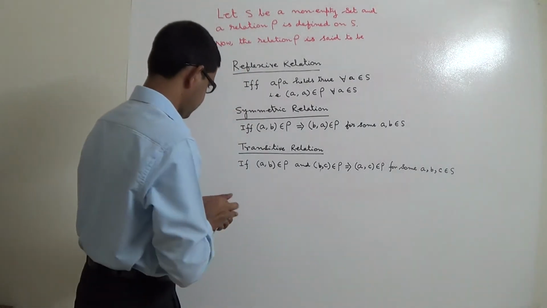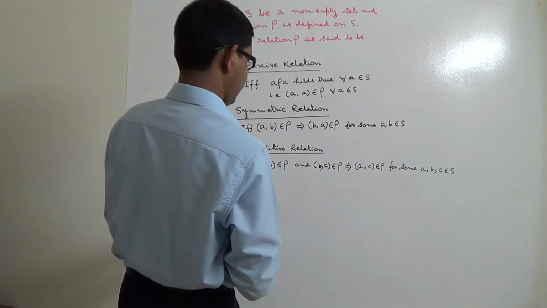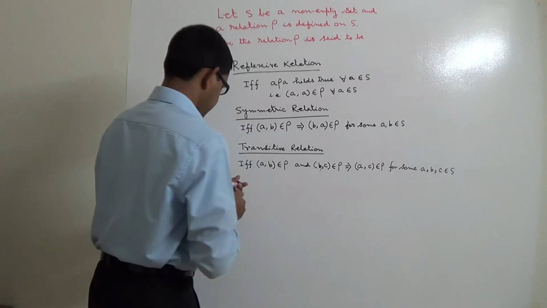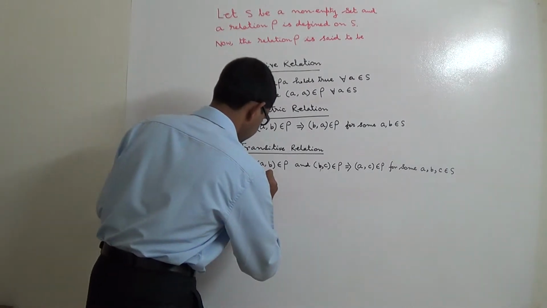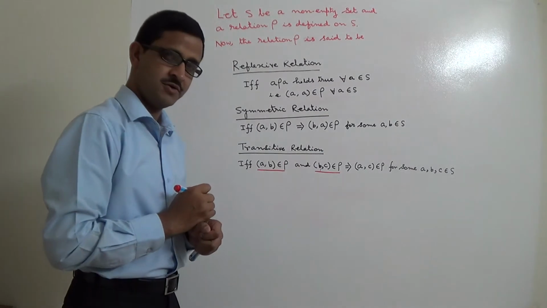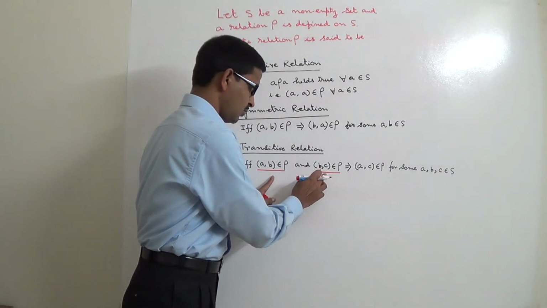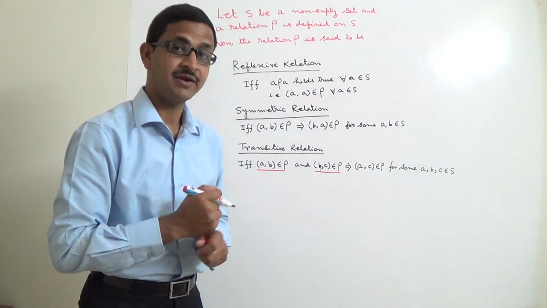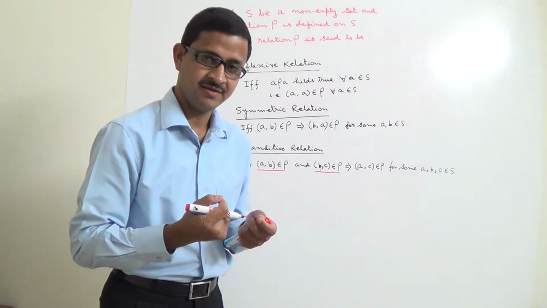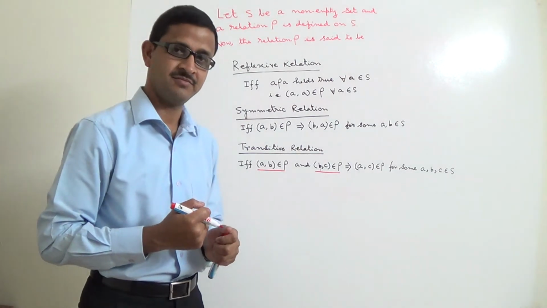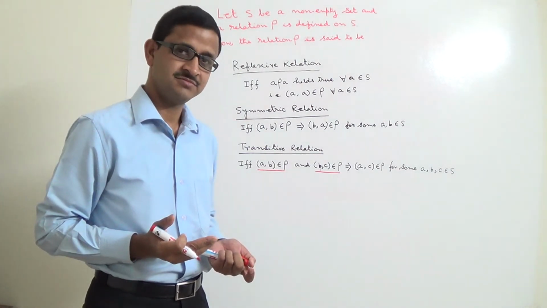Here we are assuming, if and only if, that (A, B) belongs to rho and (B, C) belongs to rho. Now if these two hold true, then we need to prove that (A, C) belongs to rho. And if we can prove that, then we can say the relation rho is a transitive relation. Otherwise not.